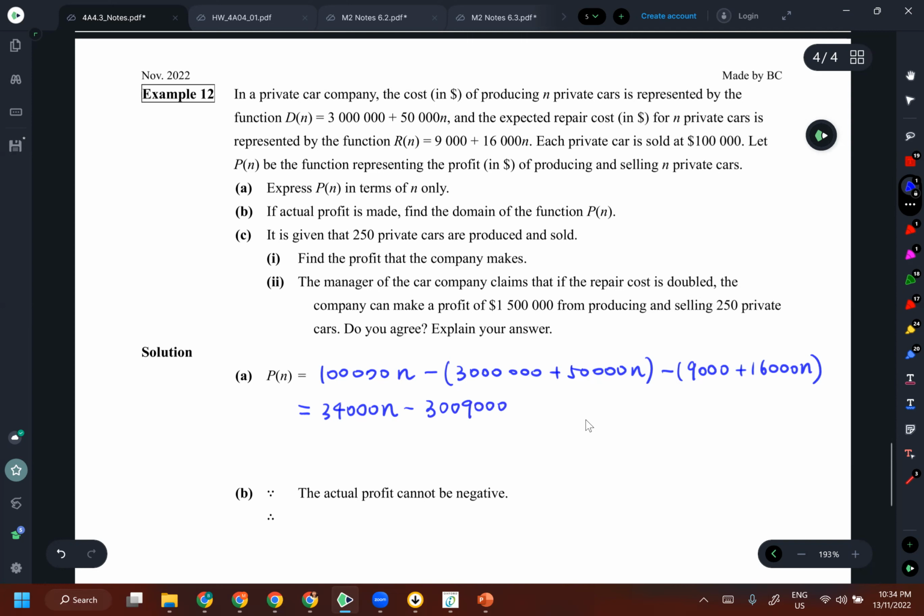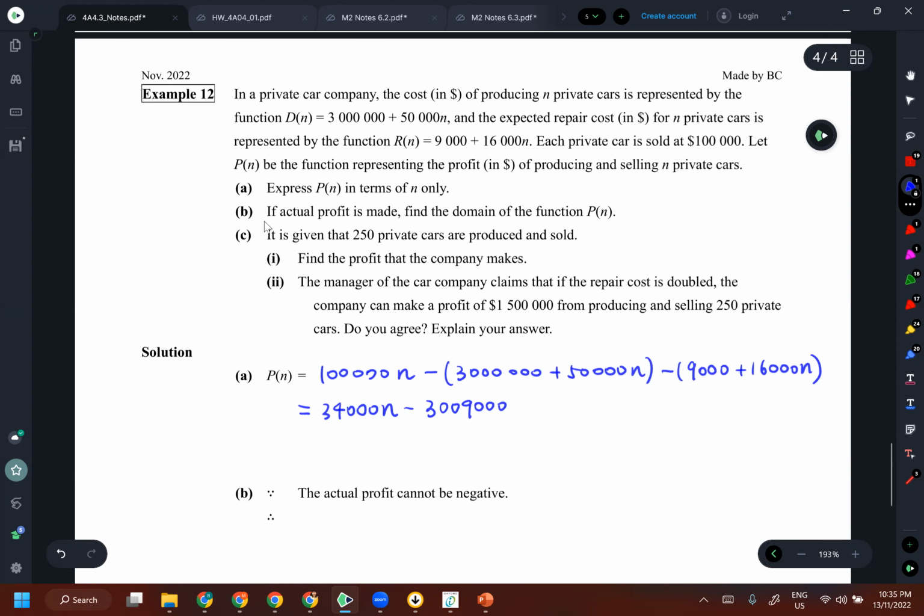Okay, that's it. Now in the equation, you do not write any unit. Do not put dollars here. You see, R of n has no dollars. D of n has no dollars. So P of n should not have dollars. Okay. It's an easy question anyway.